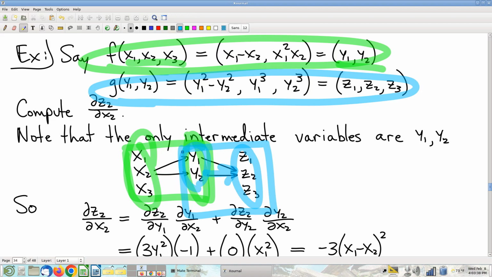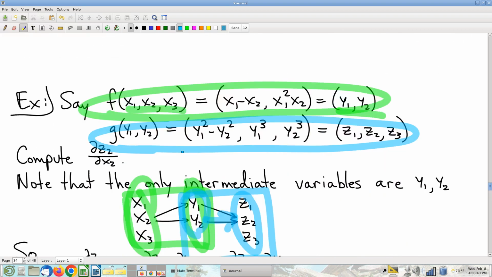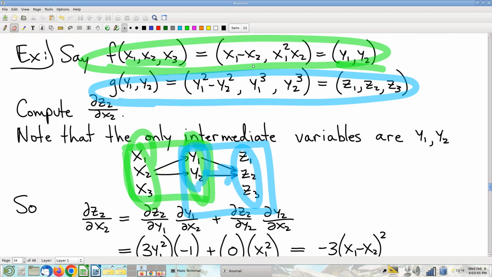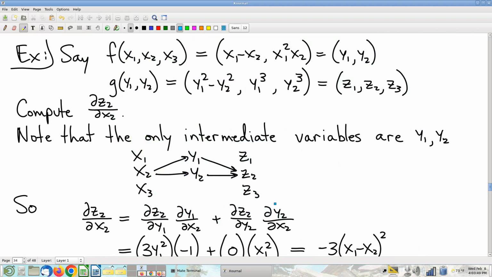So I've got my diagram, analogous to this picture up here. I've got my diagram for this pair of functions. And let's see what the question has asked us. The question asks to compute the partial of z2 with respect to x2.